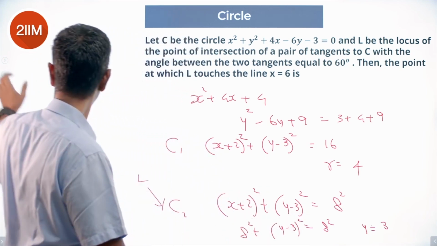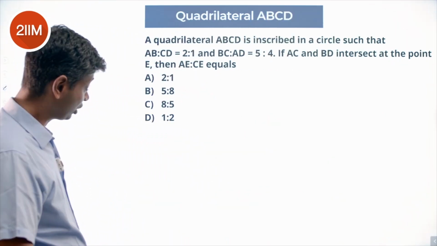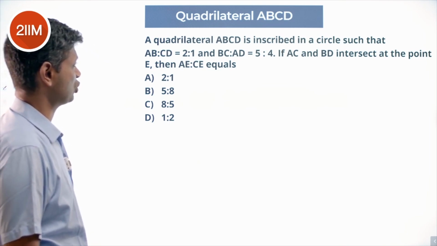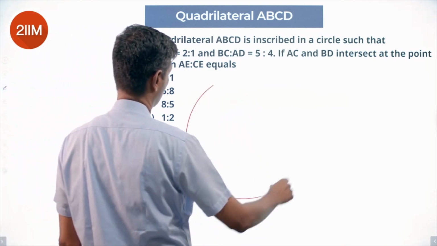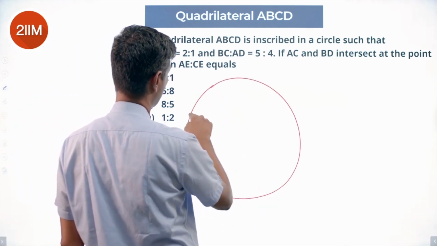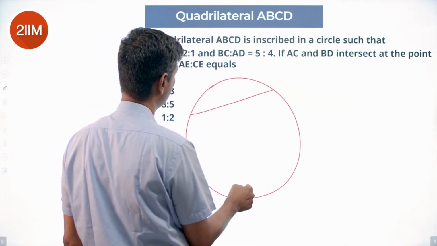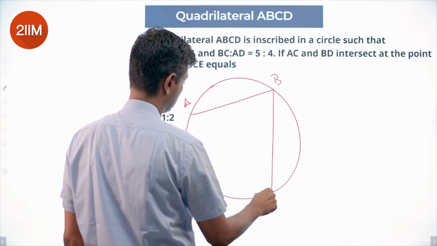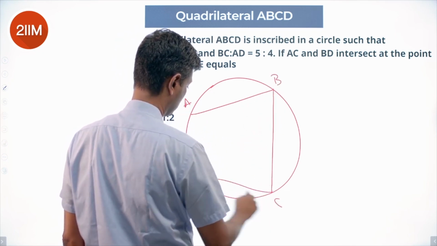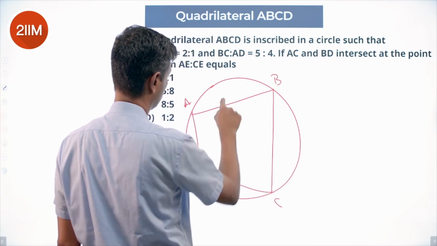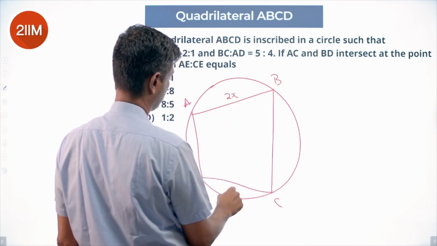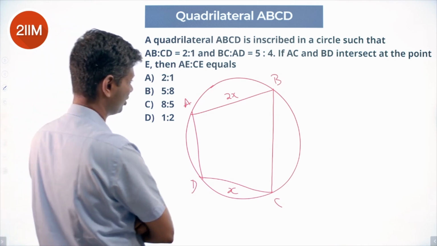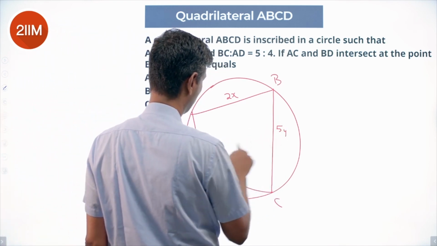Yes. Lovely. Quadrilateral ABCD is inscribed in a circle such that AB is to CD is 2:1, BC is to AD is 5:4. Nice. We'll draw a quadrilateral. AB, CD should be shorter. BC is longer. So you put it like this. So 2x and x. AB is to CD is 2:1. BC is to AD is 5:4. 5y is to 4y.